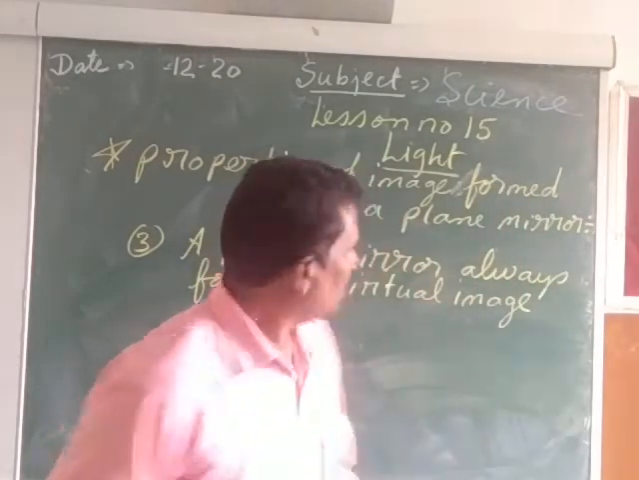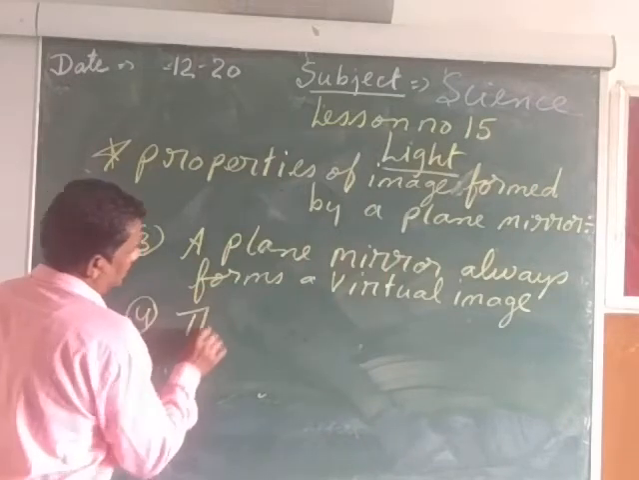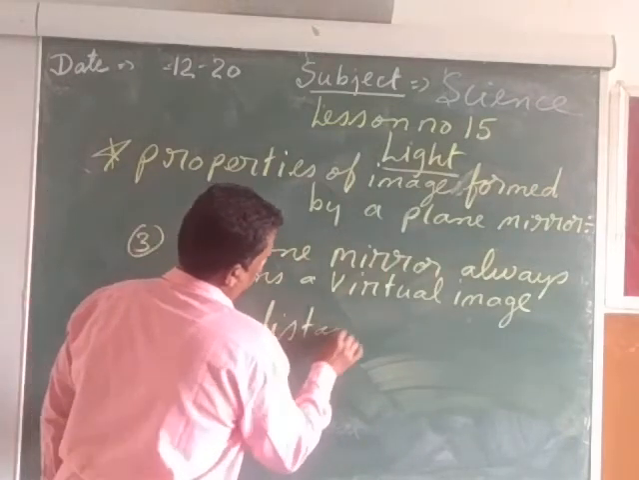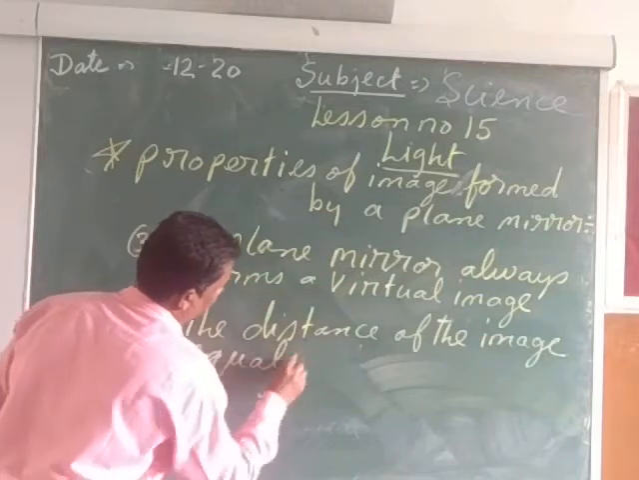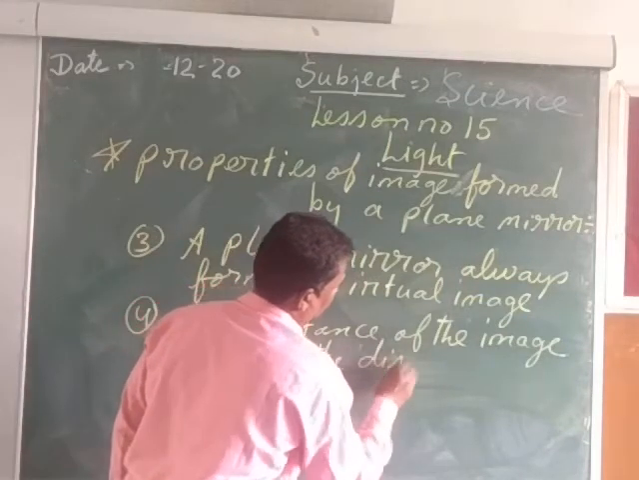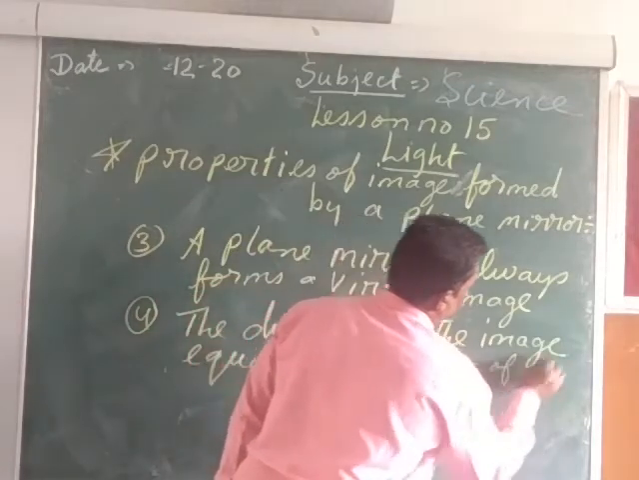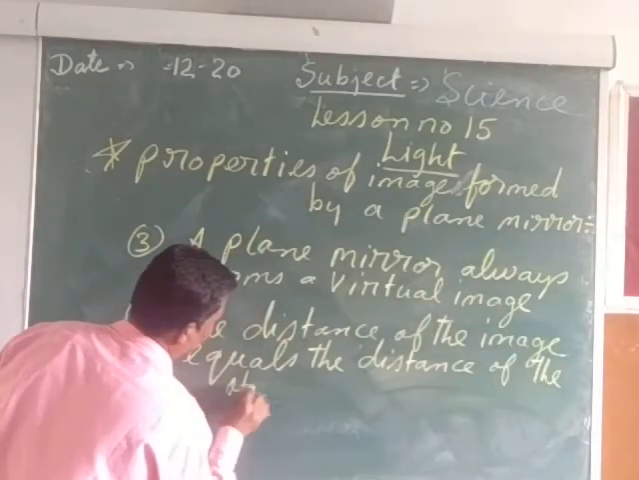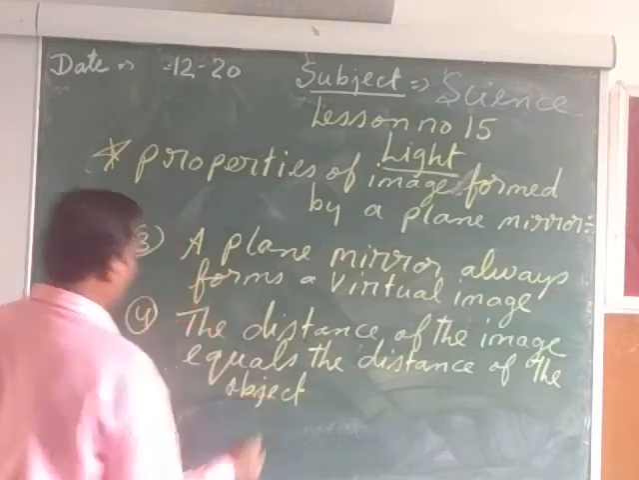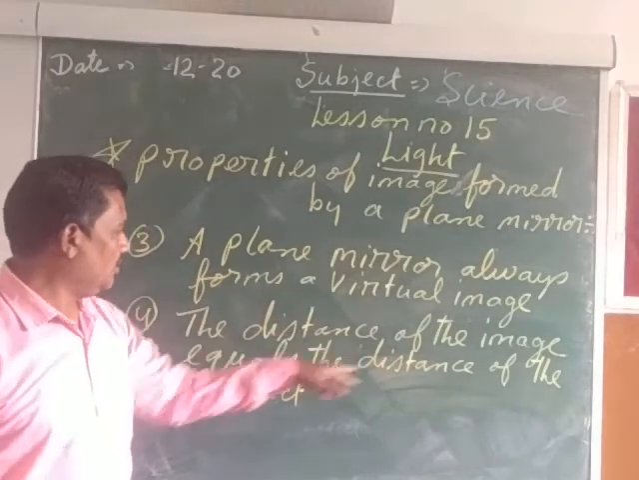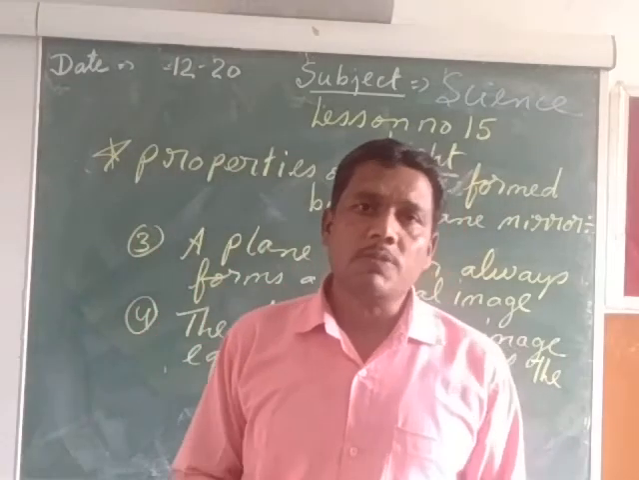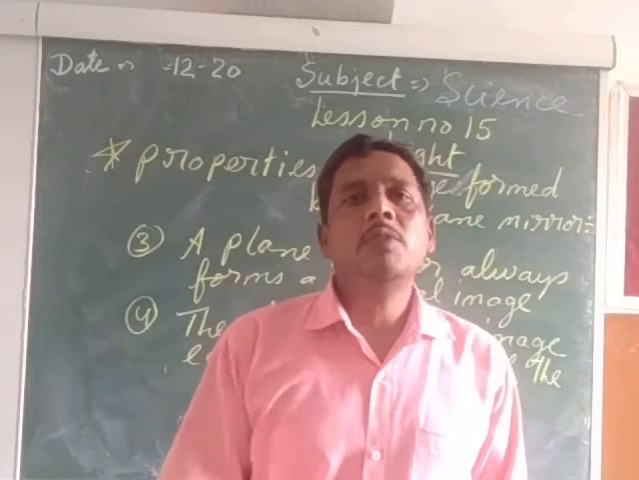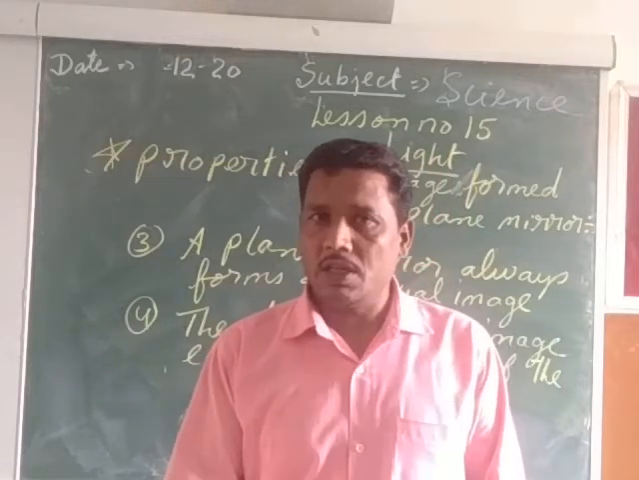Now, the fourth point: the distance of the image equals the distance of the object. So what is the distance of the object in front of the mirror? The same will be the distance of the image inside the mirror.